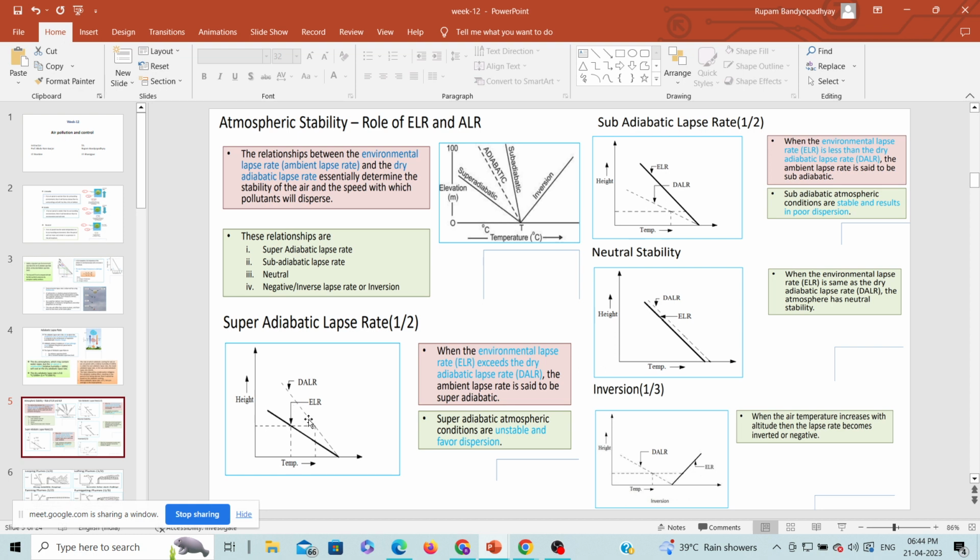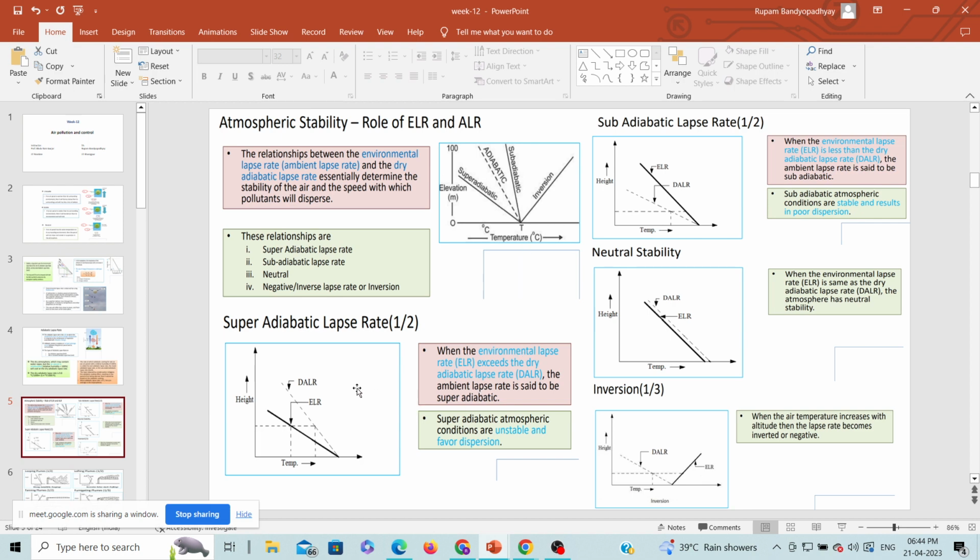So that's why we can say that in this figure, the environmental lapse rate, that is ELR, exceeds the dry adiabatic lapse rate. Okay, so whenever you see such diagrams, you have to think about what the slope is. Which slope will be greater? Then you will be able to easily understand this.